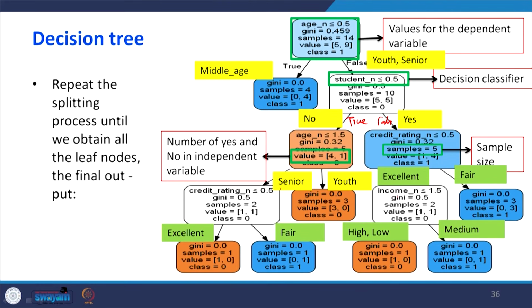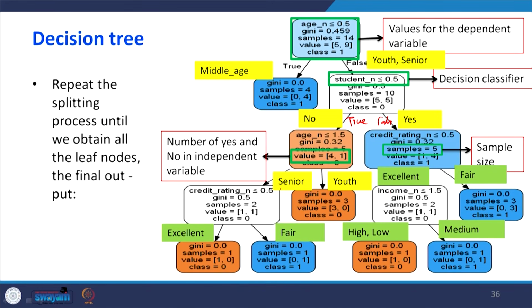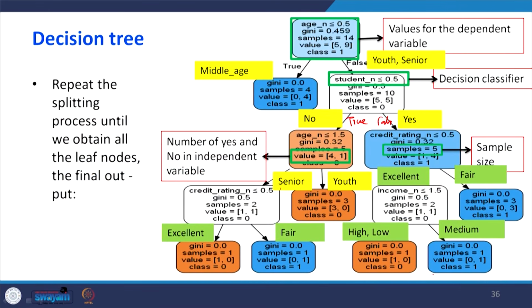Then we will go for income underscore n less than or equal to 1.5. When the condition is true, high and low, how is it? Let us go to this coding. Income high equal to 0, low equal to 1, medium equal to 2. When income underscore n is less than 1.5, what is the meaning? You look at this table. When it is less than 1.5, this group is high and low. So high and low is one group, medium is another group.